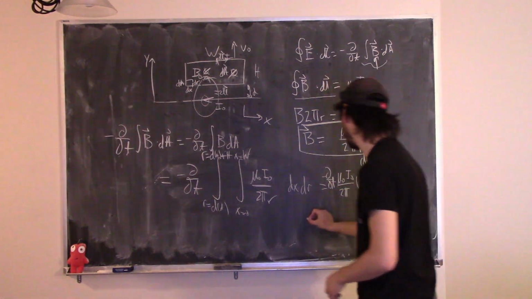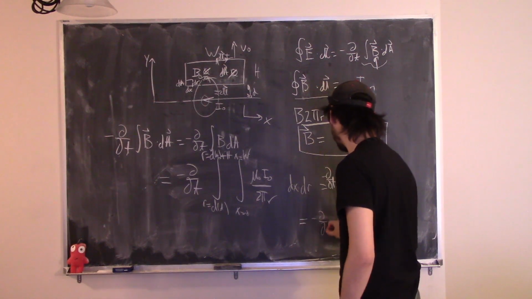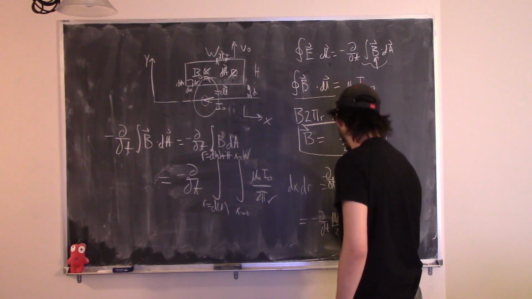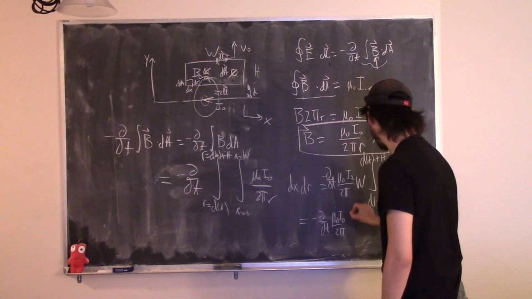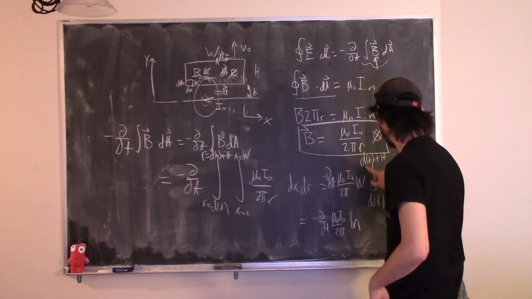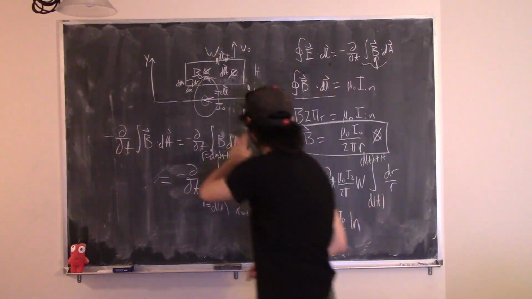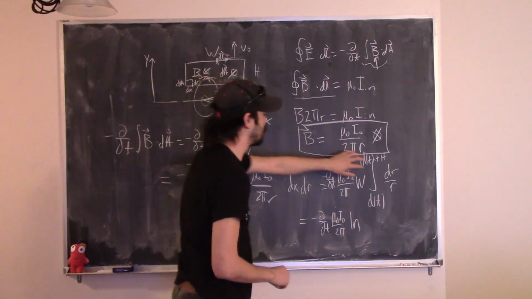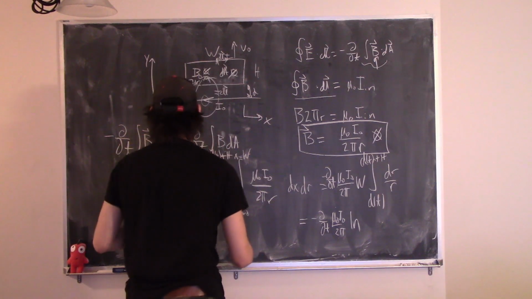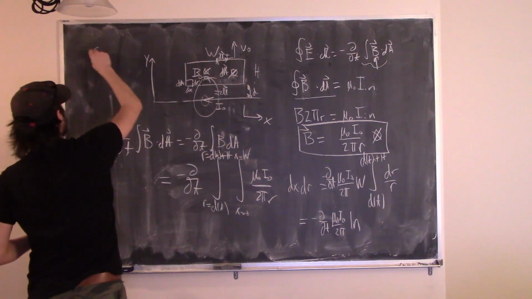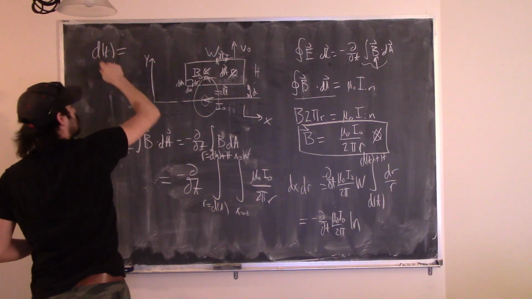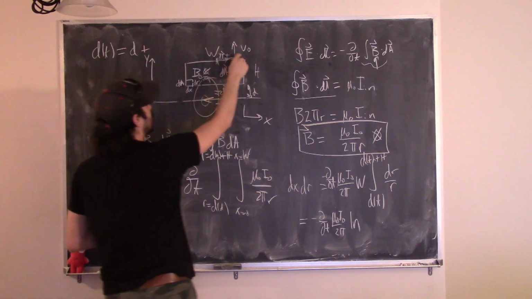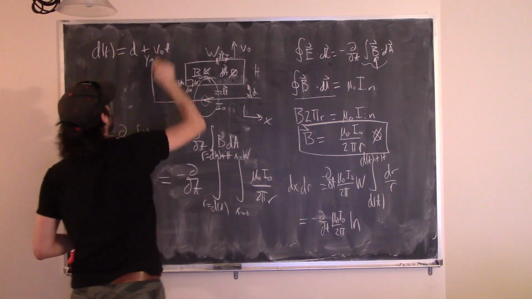When I do this integral, this is going to give me a natural log. So this is minus partial derivative with respect to time of mu naught I naught divided by 2 pi times the natural log of d plus t plus h. But we actually haven't determined exactly what d plus t or d of t, the distance as this function of time, is yet. And the way that we can do that is to say that d as a function of time is going to be equal to the initial distance d plus the velocity times the time.